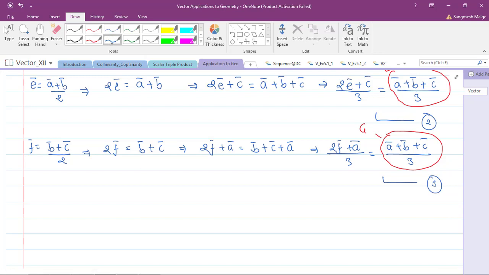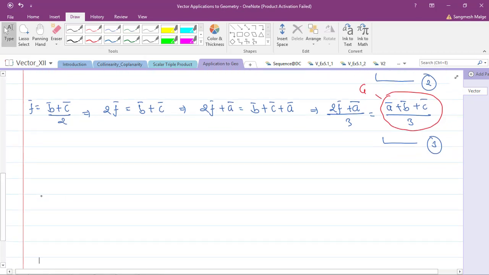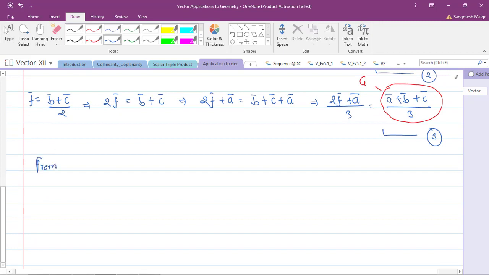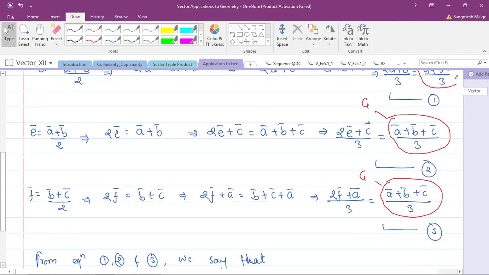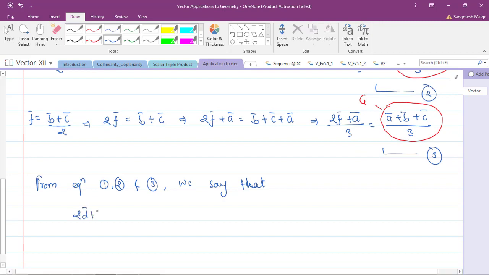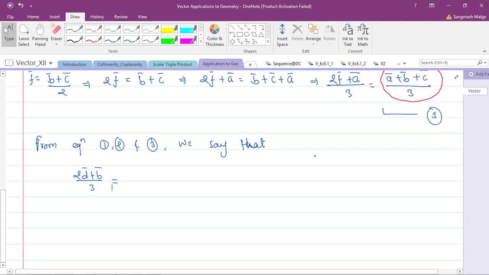Now from equations 1, 2 and 3, we can simply say that, because their RHS is the same, and the RHS is the centroid, (2d bar plus b bar) by 3 is equal to (2e bar plus c bar) by 3, which is equal to (2f bar plus a bar) by 3. This is equal to (a bar plus b bar plus c bar) by 3.